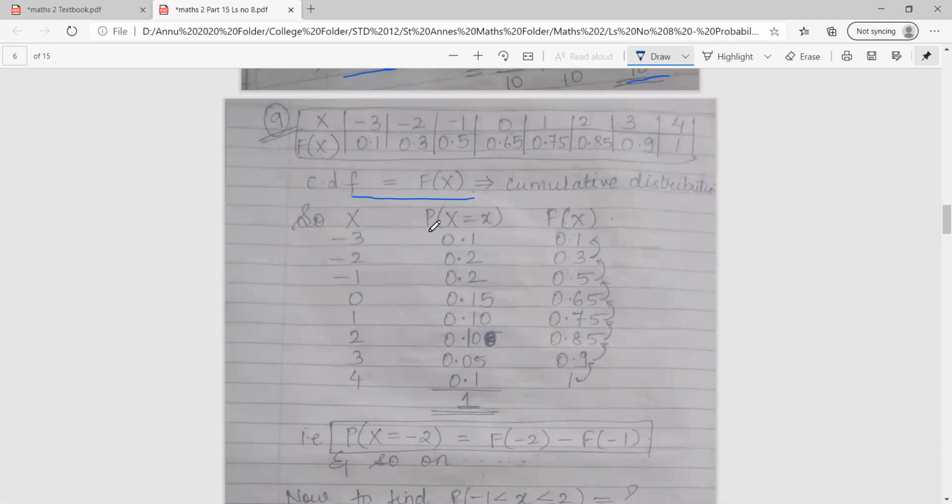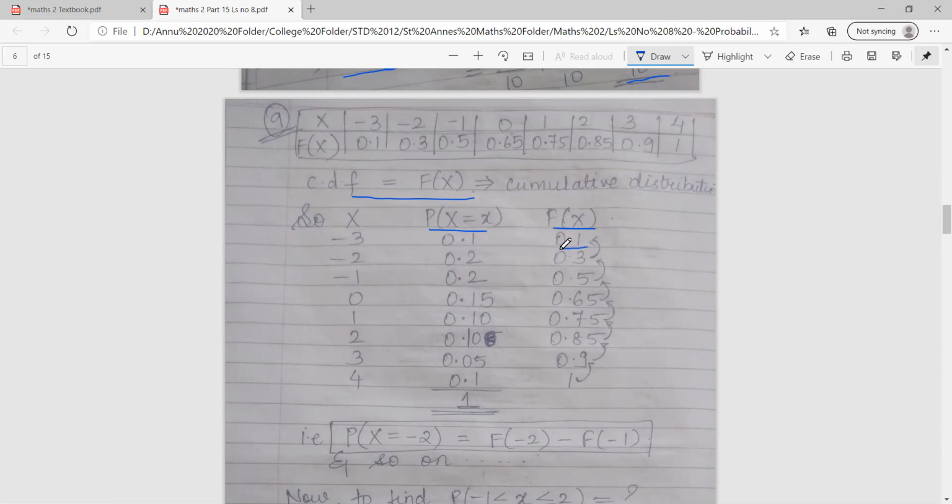Now how do we find the probability from cumulative frequency? Now as you all know, cumulative means you keep on adding, correct? You add one frequency, then whatever answer comes, you add it with the next frequency. So with the help of f of x to find p of x is very simple.